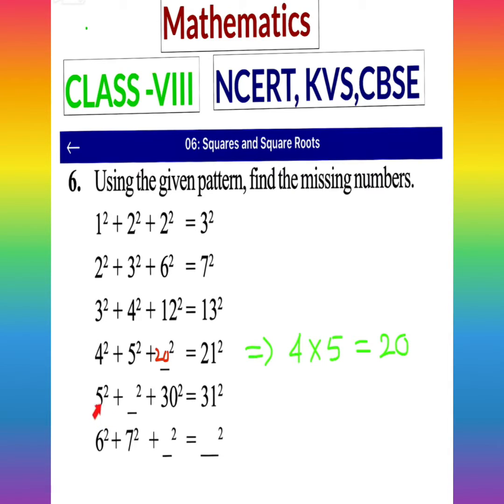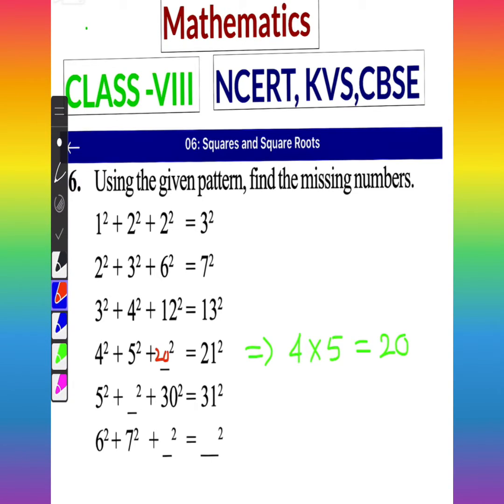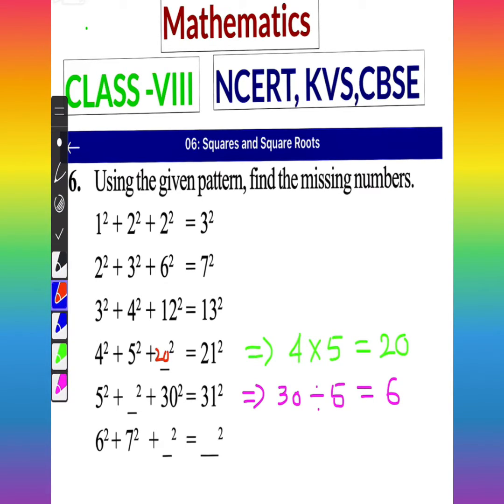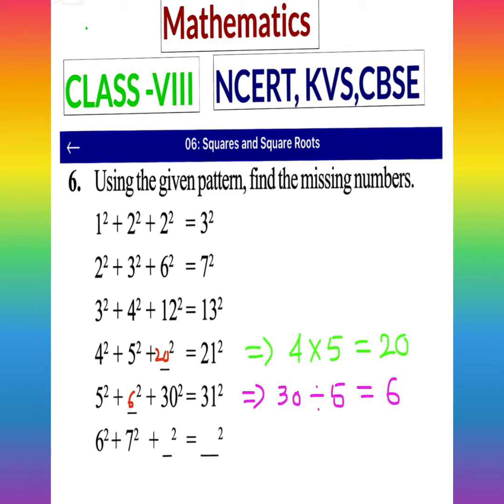Now here 5 square, and fill the blank place, and now 30 square. So what you will get as the result, you will divide this 30 by 5, then you will get the result. Means you will write here just like that, 30 divided by 5, you will get 6. So if you fill here 6, then you will get the result 6 square, 6 fives are 30, and if you add 1 to 30, then you will get 31.